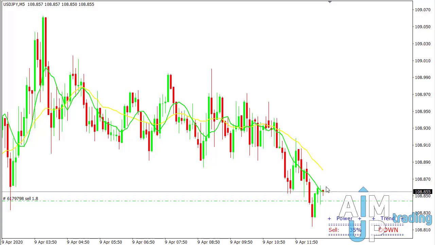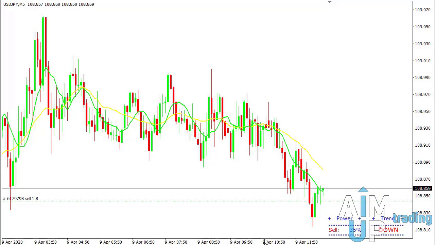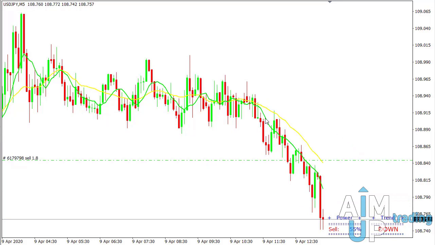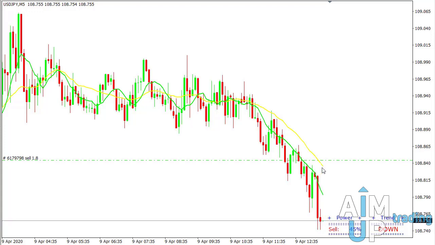And as you remember, we talked about the three black soldiers. This is a really nice pattern that tells us that the price most likely is going to continue going down. So that's why we opened the trade with this size. You're going to have to learn what size to open your trades with, but that's money management, which we're not going to talk about in this video.